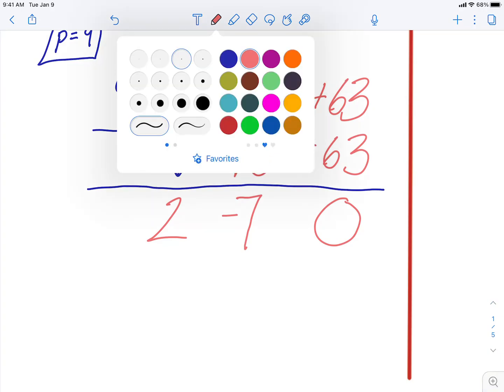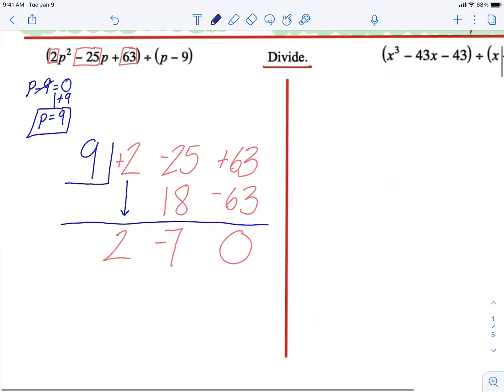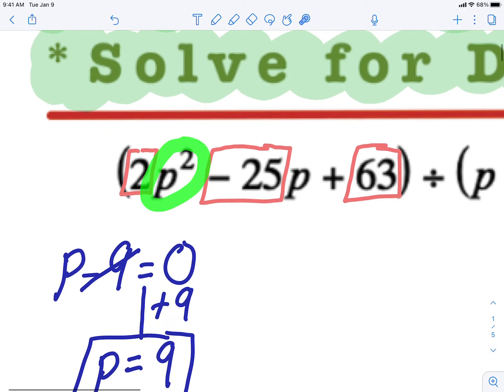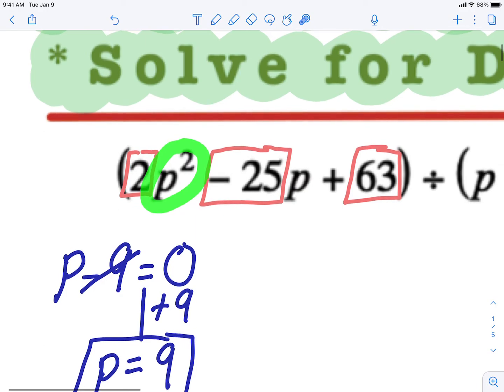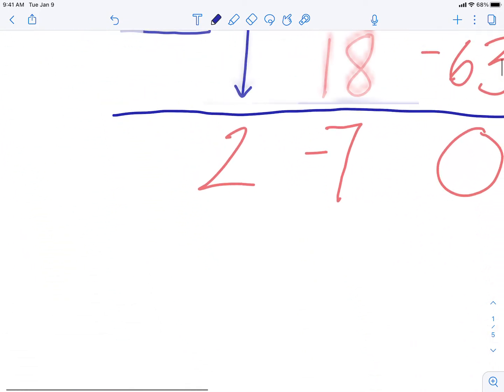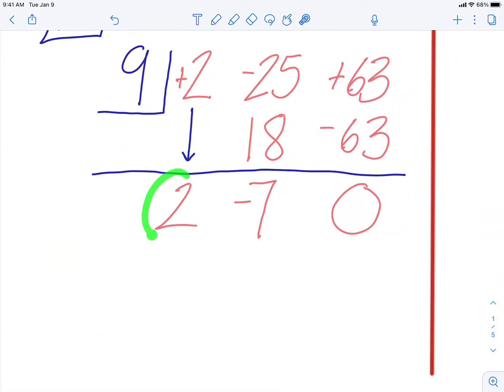So now I need to write my variables again. Now if you noticed here, this starts as p to the power of 2. What is 1 less than p to the power of 2? Exactly. P to the power of 1. So watch what I'm going to do. I'm going to give this a p to the power of 1. And I'm going to give this one no p, right? And this one is just a regular number.